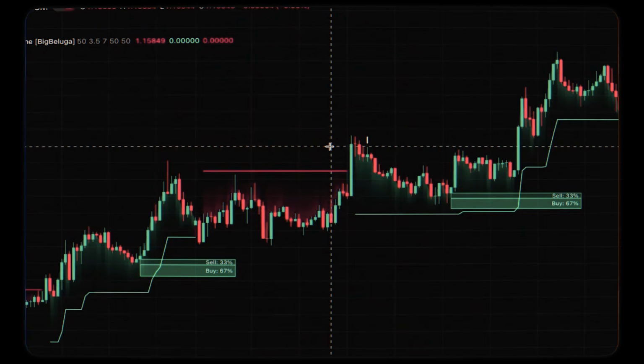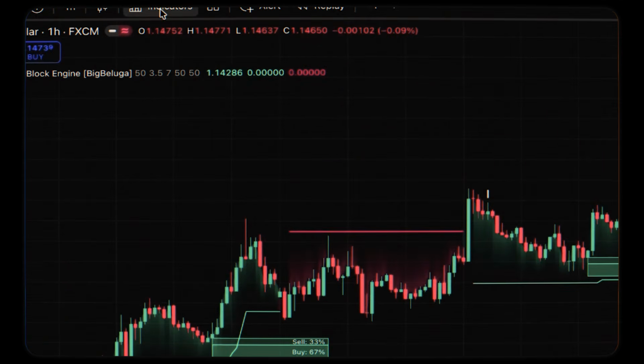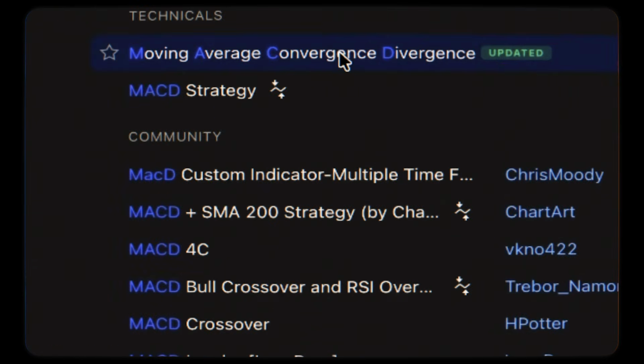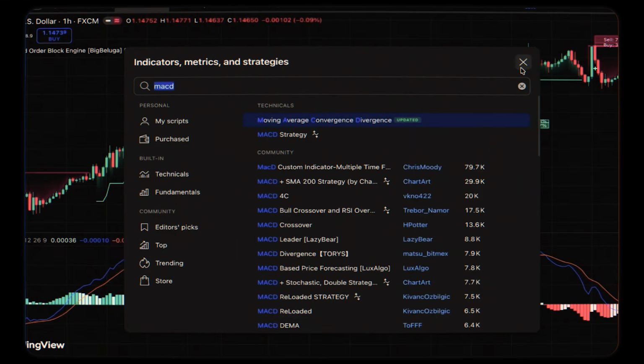We need to add another indicator. So here we click on indicators and we search MACD. This one, moving average convergence divergence, and we need to change the settings of MACD.